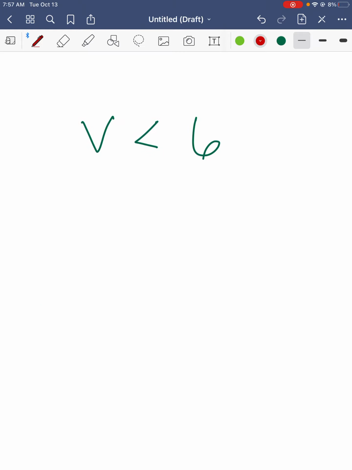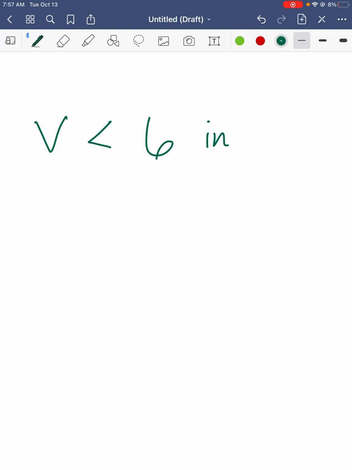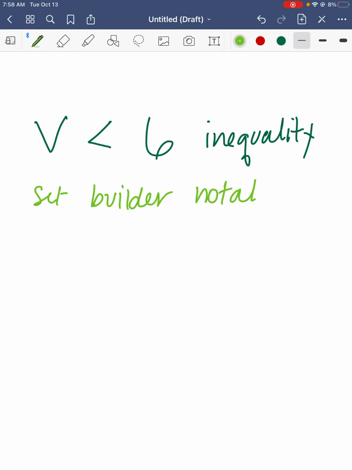Let's look at v is less than 6. So this again is our inequality. Okay, set builder notation. We have an open curvy bracket, our variable, which is v, all values of v such that v is less than 6. So we're just going to put in our inequality into the second half there. And that is set builder notation.